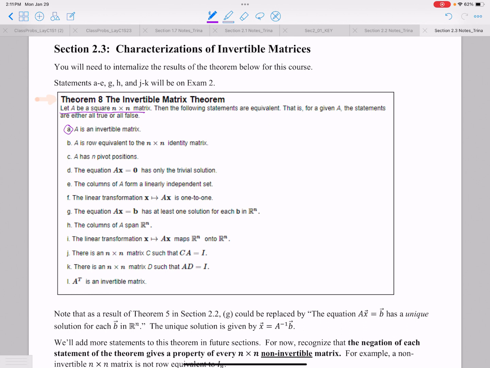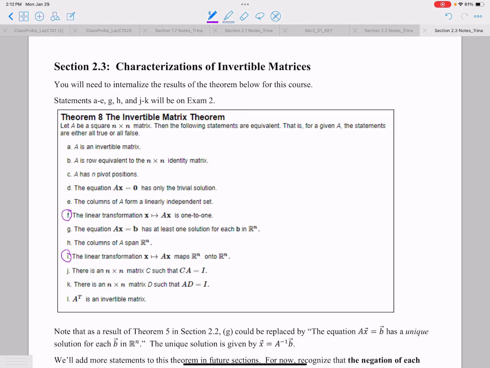For example, if you know that A does not have n pivots, then the columns of A do not span Rn. So you can put nots in front of them, they're all the same. Just to emphasize, all of these will be on this next test, except for this one that talks about being one-to-one, and this one that talks about being onto. So one-to-one and onto, we just won't really touch on. I might mention it here and there, but it will not be on the test.